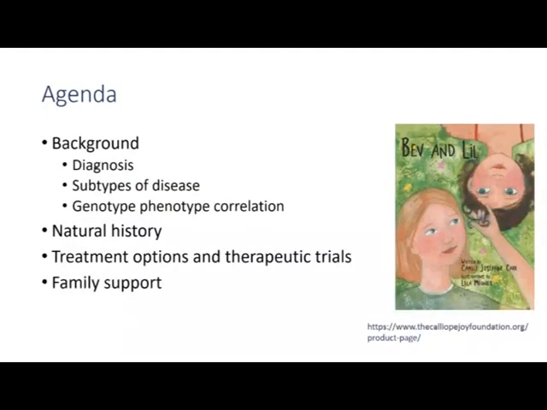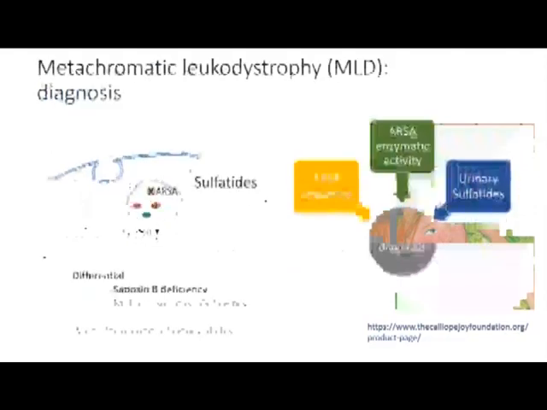Today we will talk about metachromatic leukodystrophy, focusing on how to diagnose it, the subtypes of disease, which include late infantile, juvenile, and adult form, the genotype-phenotype correlation, the natural history of disease, treatment options and therapeutic trials, as well as the family support organizations.